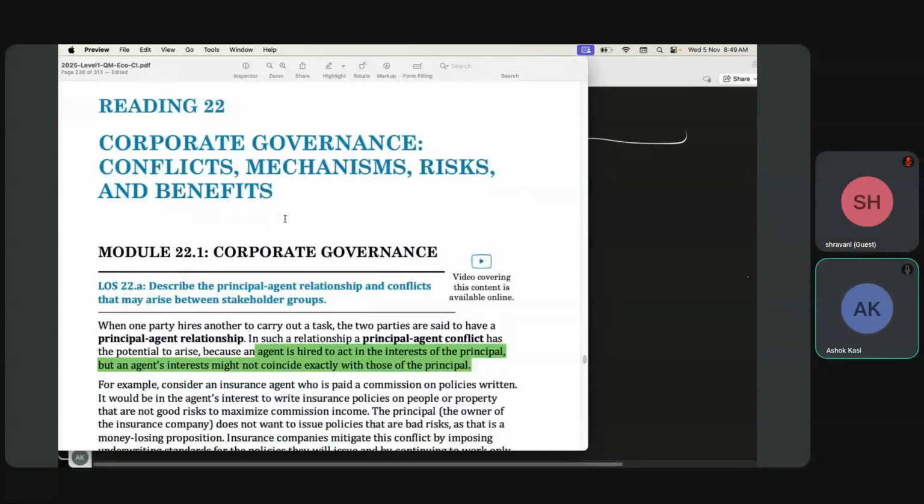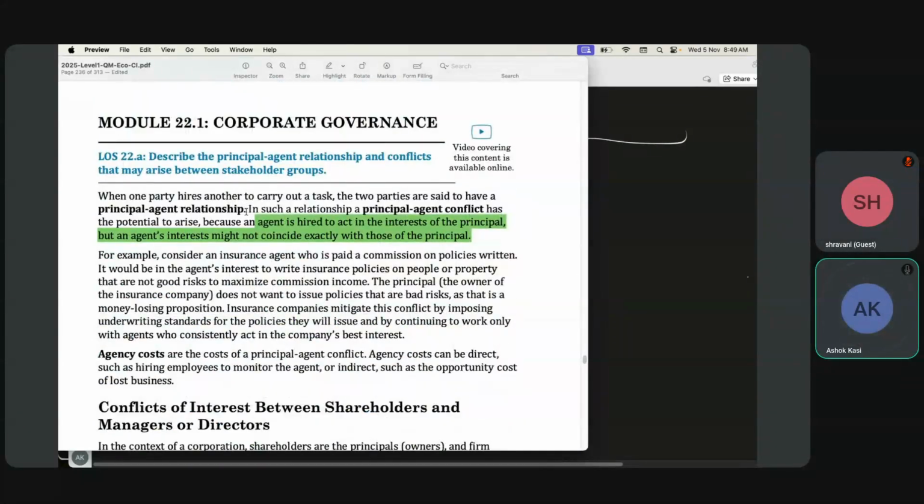Then corporate governance. Now, principal agent conflict. An agent is hired to act in the interest of the principal.